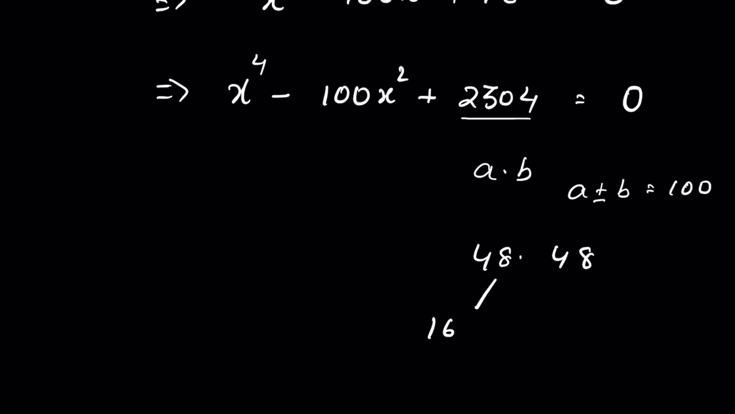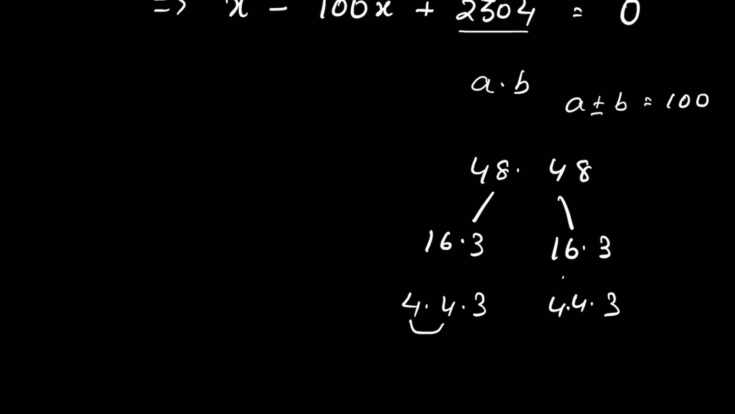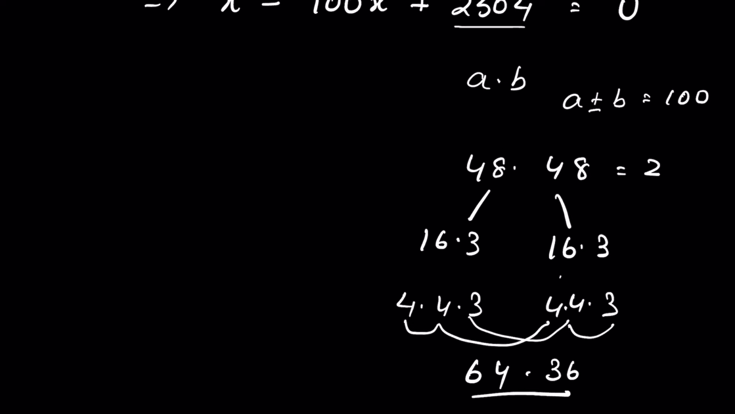48 we can write 16 times 3. 16 is 4 times 4. This is also 4 times 4 times 3. Now 4 times 4 is 16, 16 times 4 is 64. And then 3 times 4 is 12, 12 times 3 is 36. So 64 times 36 will be equal to 2304. And 64 plus 36 will be 100. So we got our two numbers, 64 and 36.